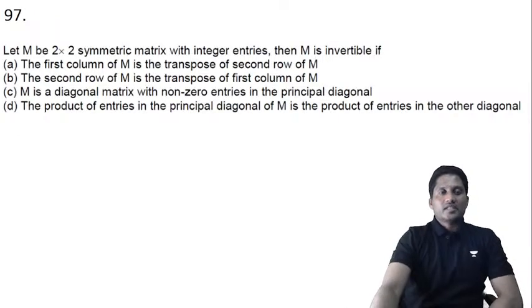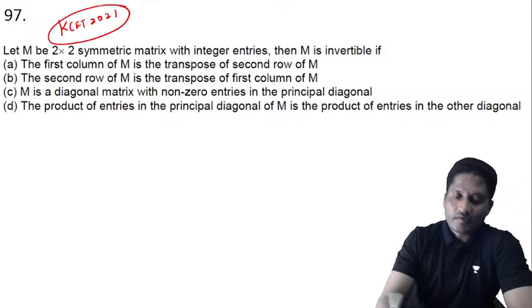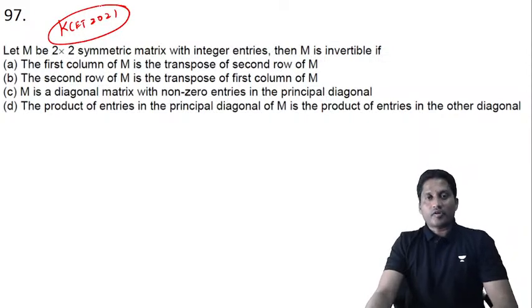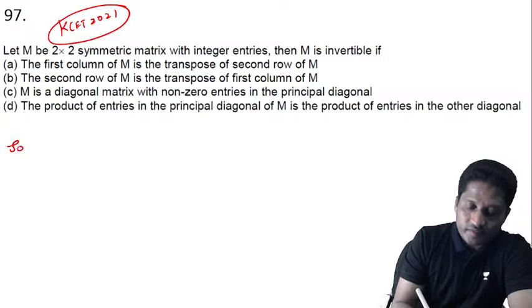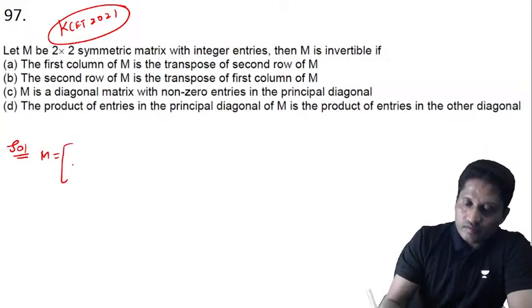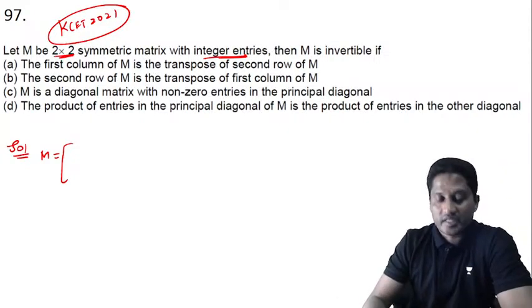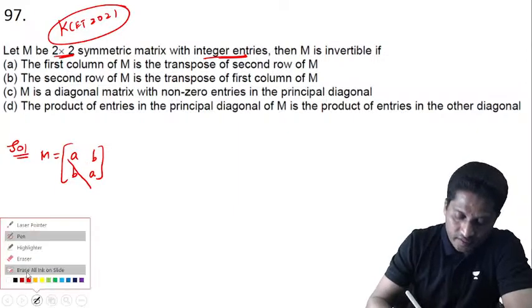Okay, question number 97. Even this was asked in 2021 only. KCET 2021. Okay, I should check which of the following is true. M is invertible when which of the following is true. Invertible means inverse should exist. M is a symmetric matrix of order 2 with integer entries. That is, if I take this as A, B, this is A, this should also be B, because in a symmetric matrix, elements which are symmetric to the principal diagonal should be same.